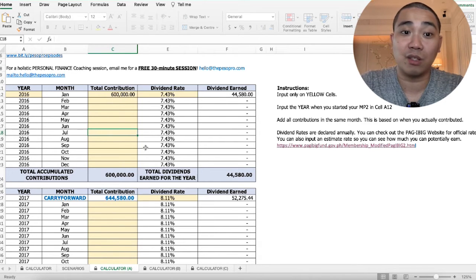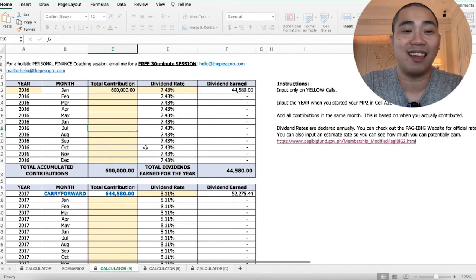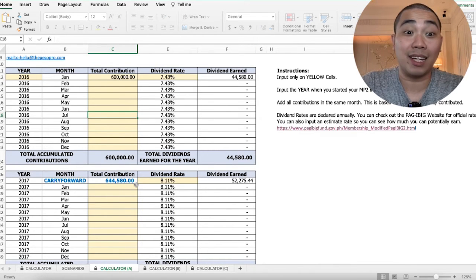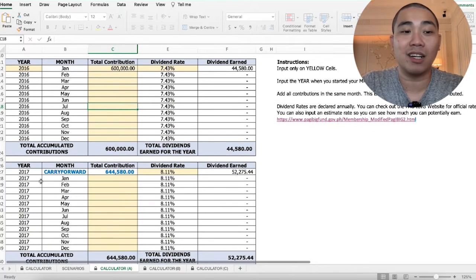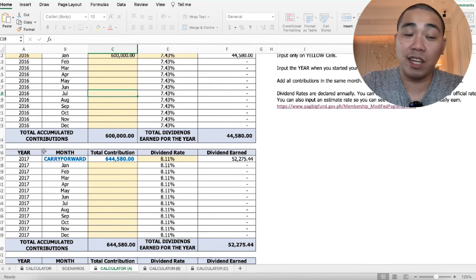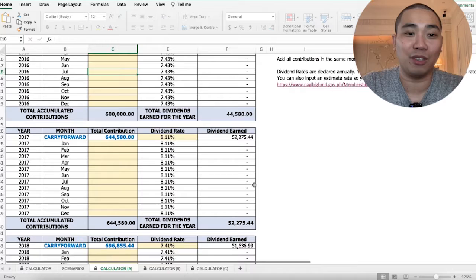This scenario assumes na wala tayong dinagdag na anything to the fund. So, dito, may 644,580 na tayo sa start. Yung buong 644,580 na yan, mag-earn siya ng buong taon kasi nandyan lang siya, hindi mo siya ginalaw. The dividend rate for 2017 is 8.11, meaning nag-earn siya ng 52,275.44 for that year after na-declare na yung dividends.